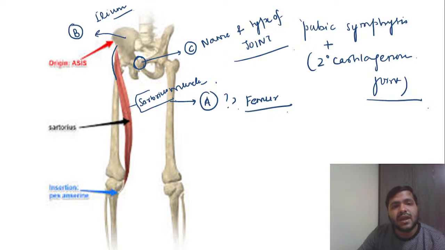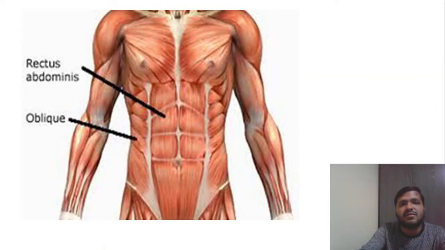So you should remember that this is the sartorius muscle, and this sartorius muscle has fleshy insertions at the origin as well as at the insertion. So this muscle has fleshy insertion. And coming on to the next muscle, that is the rectus abdominis muscle.